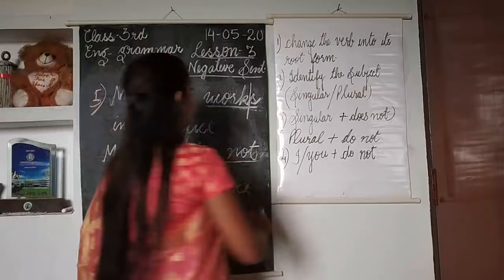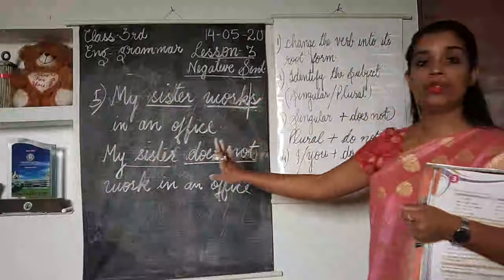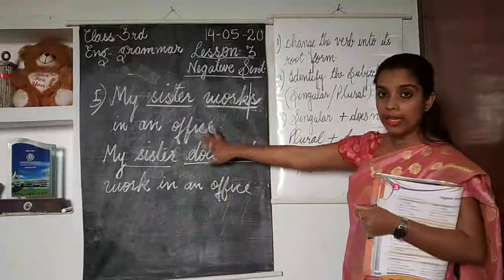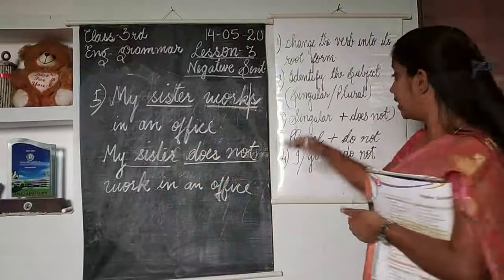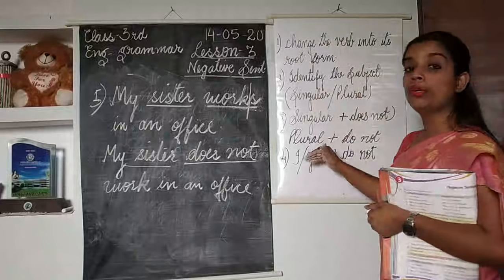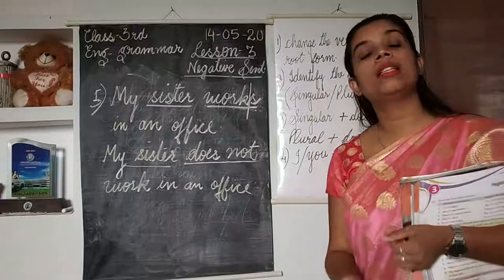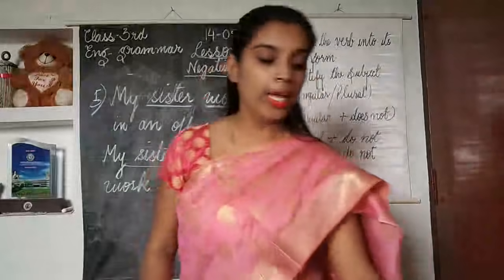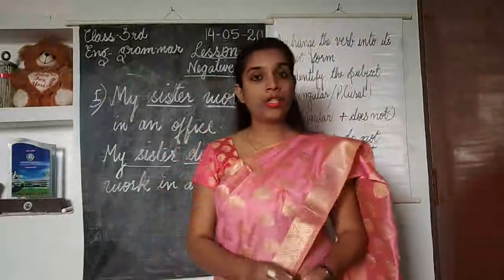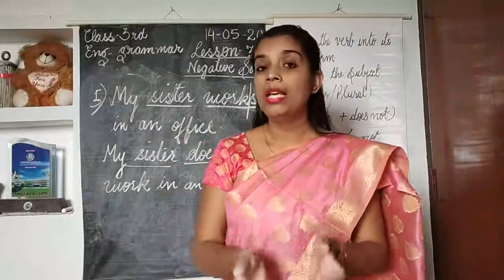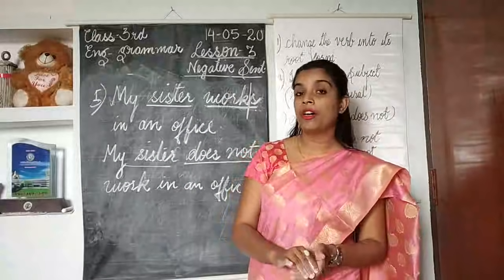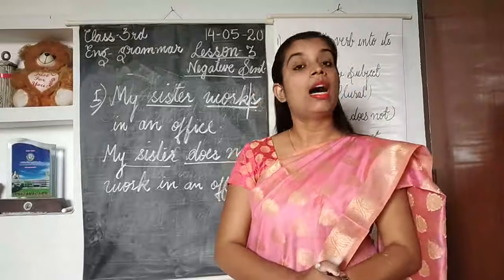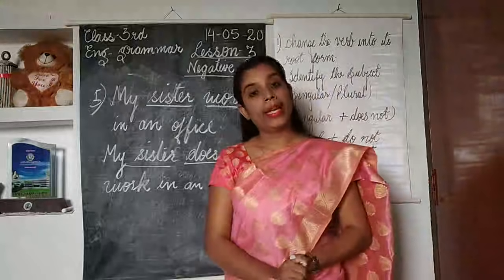Now see, children, this is how you are going to change sentences which are without a helping verb and in simple present tense into negative sentences. These are the four things you need to keep in mind. This much I have explained today, and in my next session I'll explain how to change sentences without a helping verb in simple past tense into negative sentences.